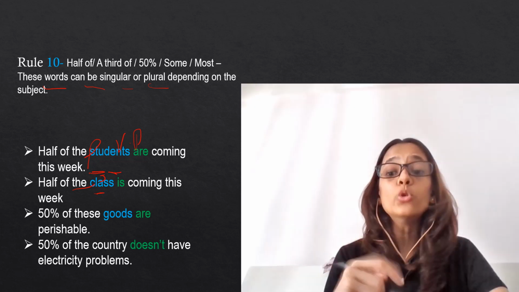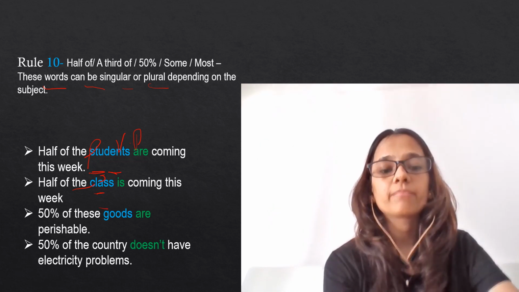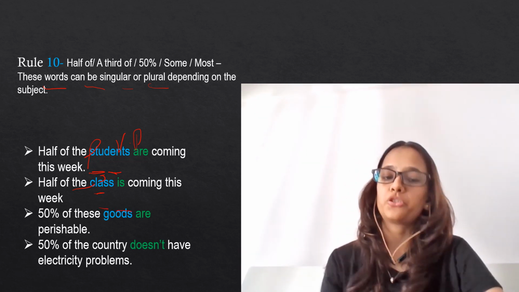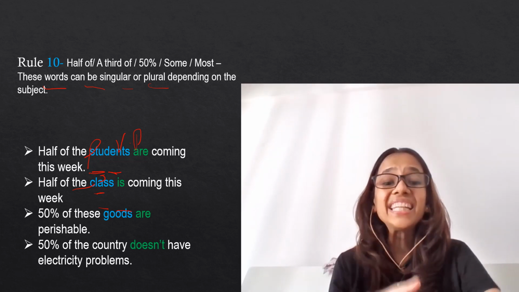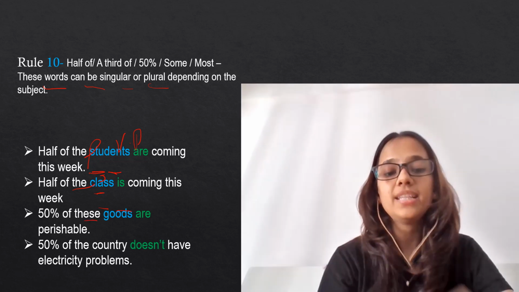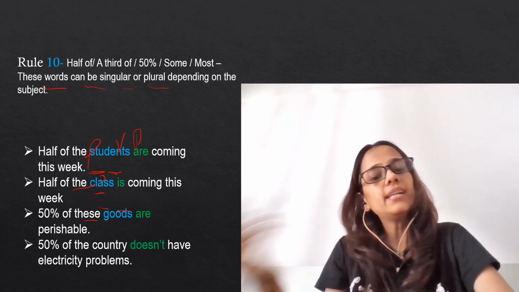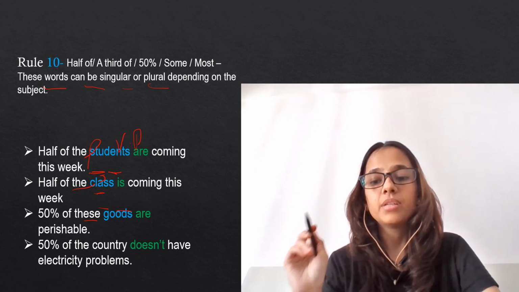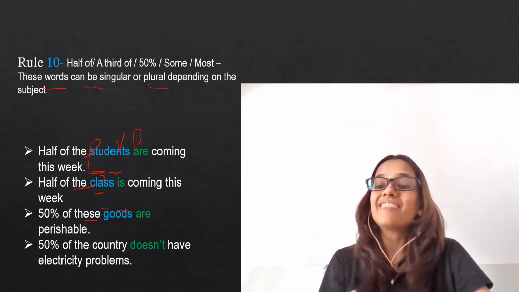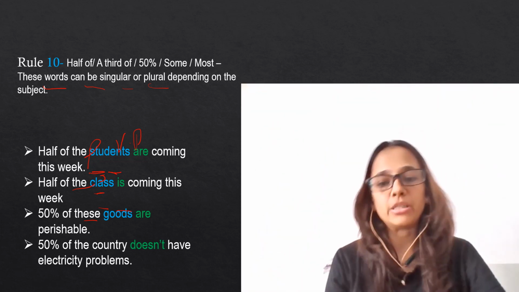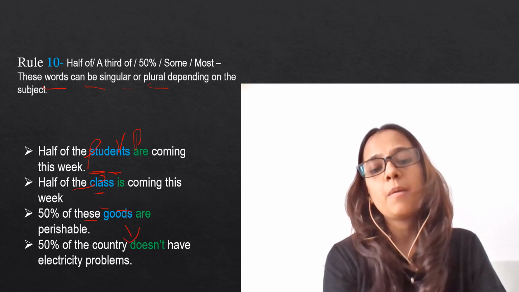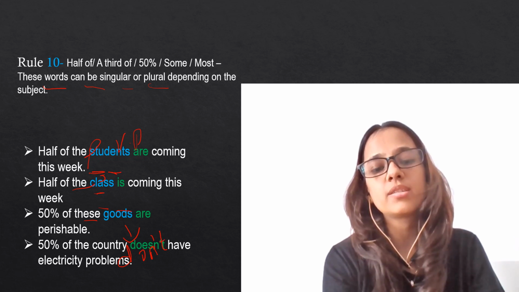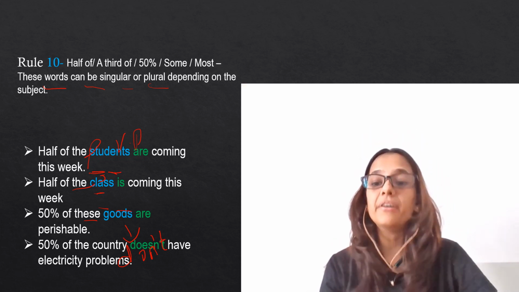50% of these goods, plural. So verb will be what? Plural, are perishable. 50% of the country is what? Again singular. That is the reason doesn't, singular verb, have electricity problem. So if I would have used countries over here, then I will use don't, because don't will be what then? Plural. Okay. So I hope you have understood the rules 6 to 10 also perfectly.